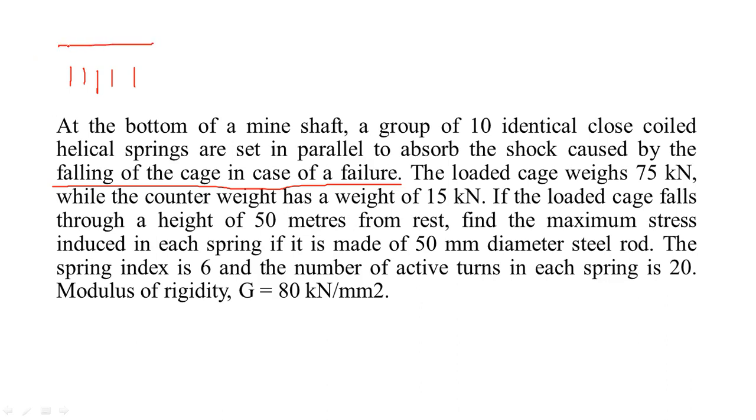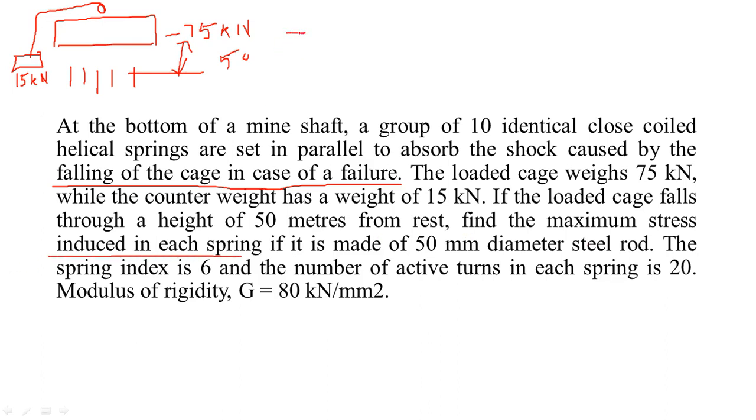And imagine I'm having a cage weighing 75 kilonewton, which is given in my data. The loaded cage weighs 75 kilonewton, while the counterweight, since this cage may use a pulley to transmit power, would be 15 kilonewton. If the loaded cage falls through a height of, for example, 50 meters between the spring and the cage, then from rest, find the maximum stress induced in each spring.